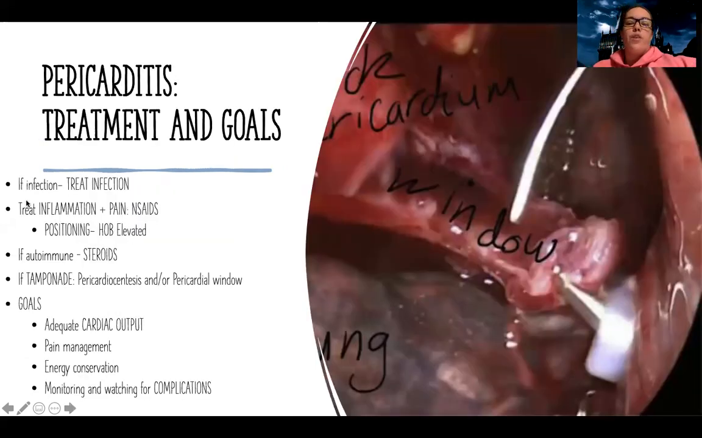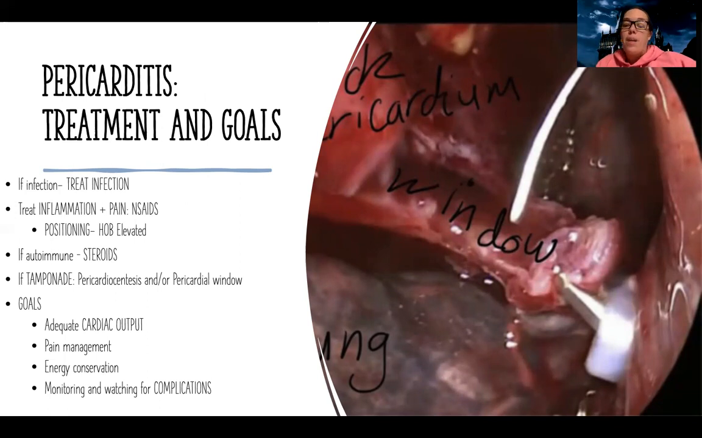So what are we going to do for this patient? First and foremost, we want to treat whatever the cause is. So if it's infection, we're going to treat the infection. If it's autoimmune, we're going to use steroids. We want to treat the inflammatory process and their pain by giving them non-steroidal anti-inflammatory drugs or NSAIDs. And again, positioning: head of bed elevated, teach them that tripod or leaning forward position. That's going to be more comfortable for them.